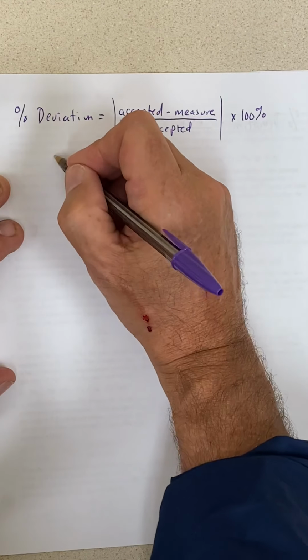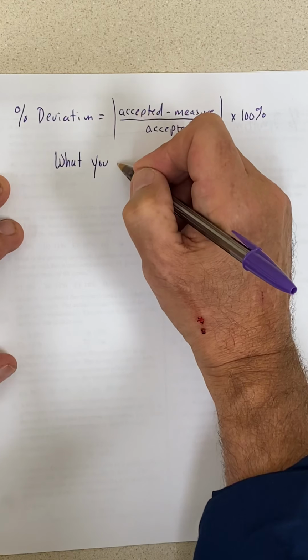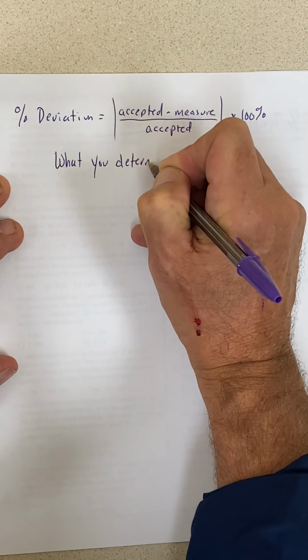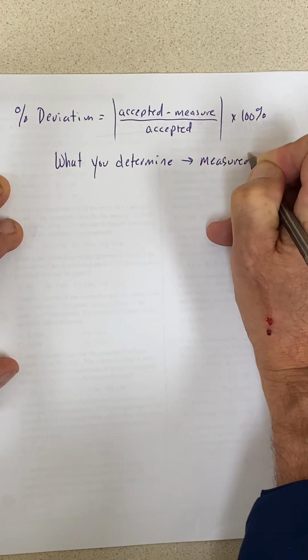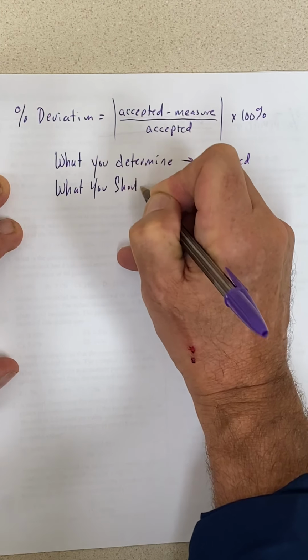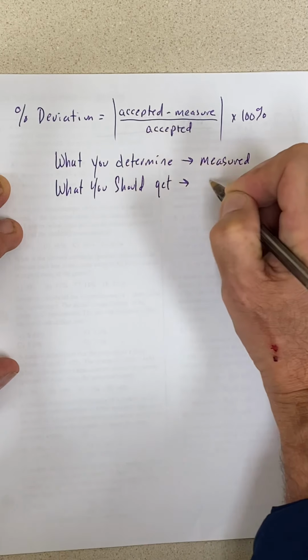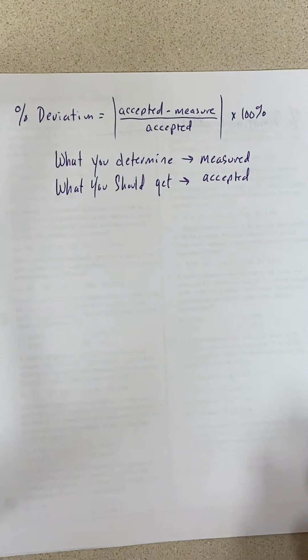Now, in an experiment, what you determine is known as the measured amount. What you should get as an answer is known as the accepted value. So for example, the density of aluminum is 2.7 grams per centimeter cubed. If I gave you an experiment to figure out the density of aluminum, and you got 2.7 grams per centimeter cubed, you have 0% error.